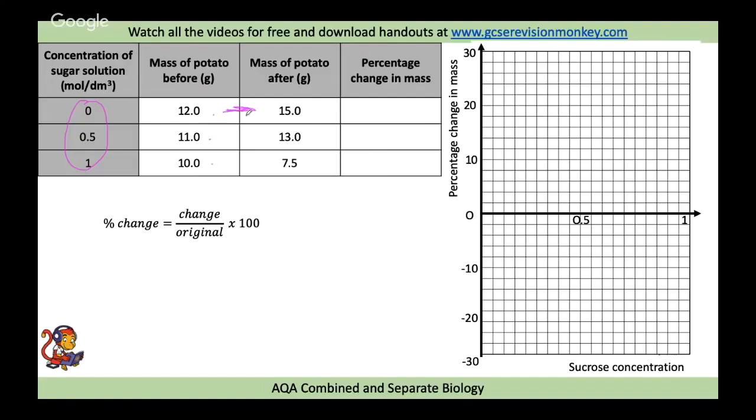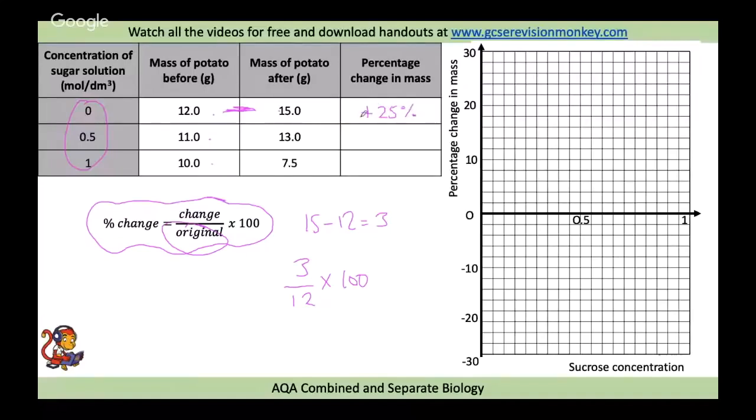Now, what you're going to need to do as one of your math skills, especially in biology, is calculate percentage change. So the difference in the mass of the potato would be 3, so the change would be 3. 15 minus 12 gives us 3. And then we divide that by the original, which in this case it started off as 12. So 3 divided by 12 and multiplied by 100 will give us a percentage change for this first one of plus 25%, plus because it's increased in mass.